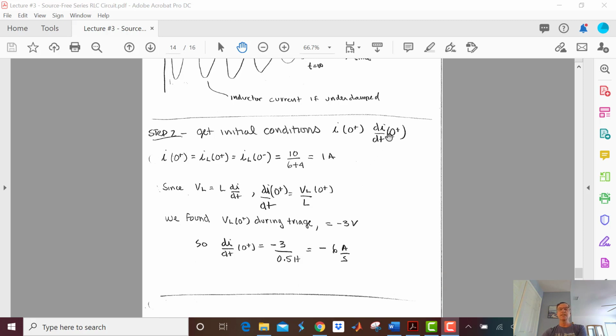So you can see that I have the two things that I need to get those initial conditions, or two of the things I need. I'm going to need S1 and S2 also.